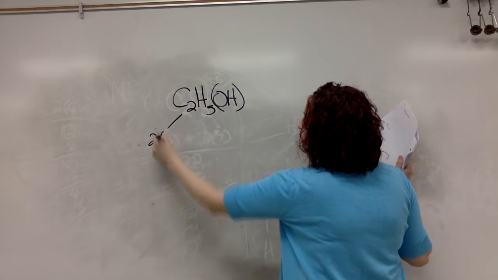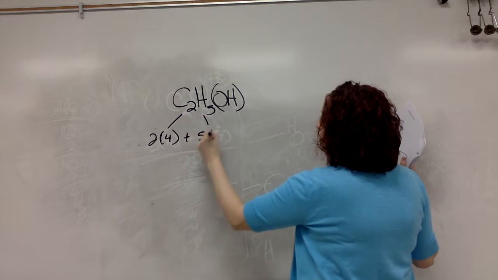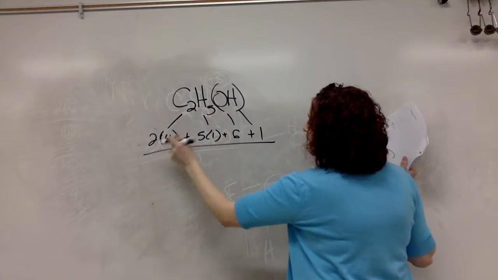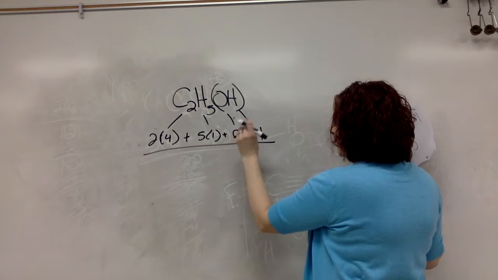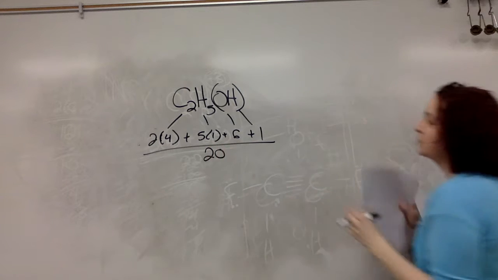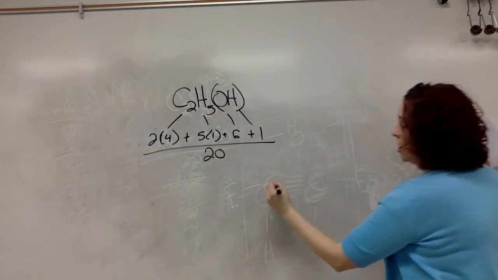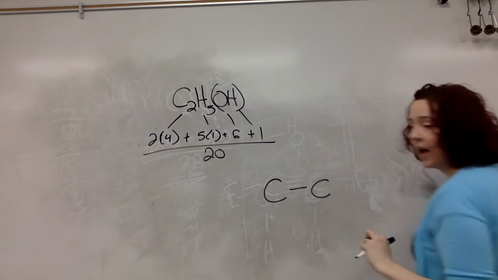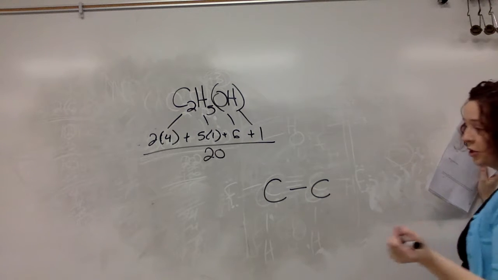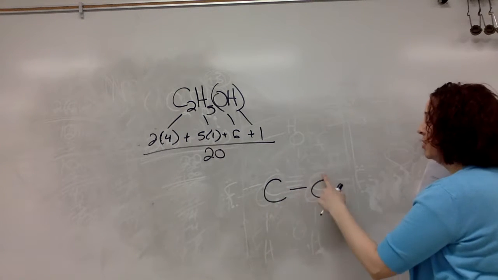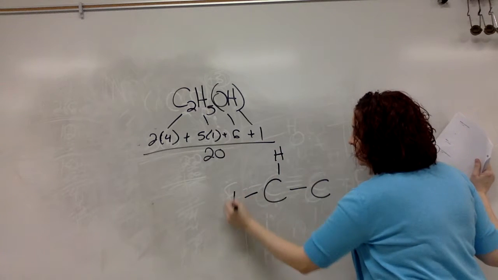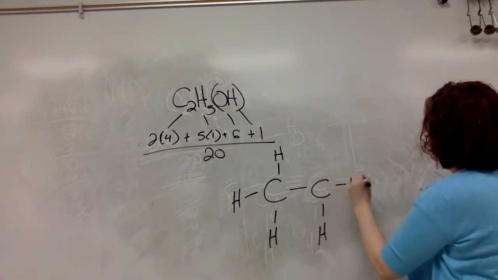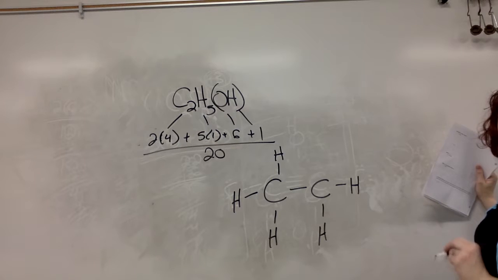So 2 times 4 plus 5 times 1 plus 6 plus 1, 8, 9, 10, 11, 12, 13, 14, 15, 16, 17, 18, 19, 20. All right, so here we go. 2 carbons. Okay, we have 5 hydrogens. Let's start with 5 hydrogens. Evenly distribute those if you can. So here's what you're going to do. We're going to do 3 on one side, 2 on the other. So there's 1, 2, 3, 4, 5. Okay, so those are our 5 hydrogens.